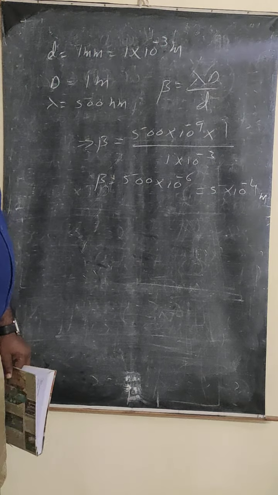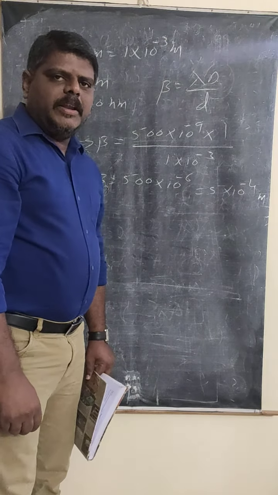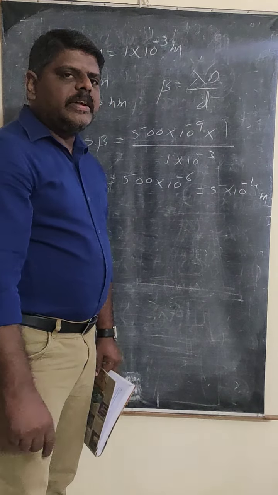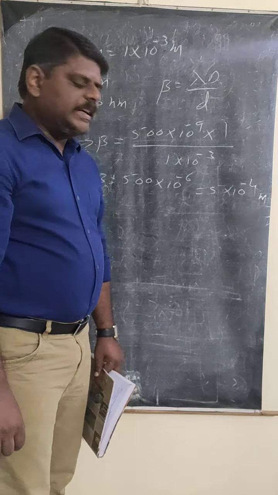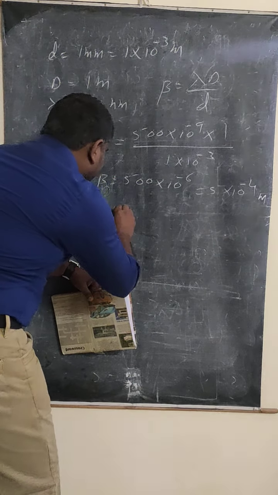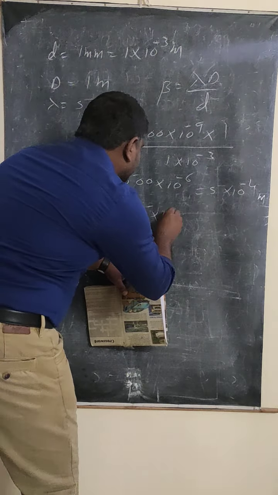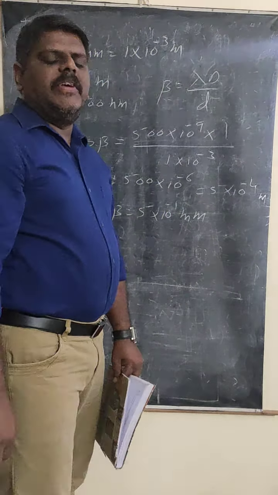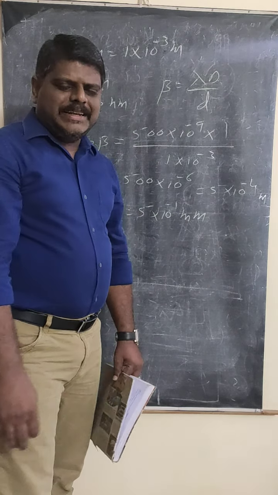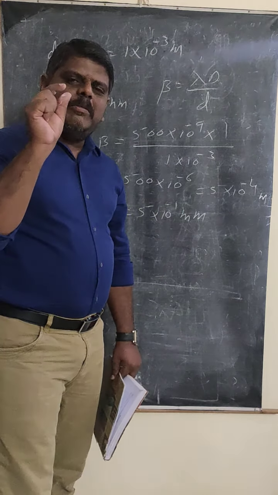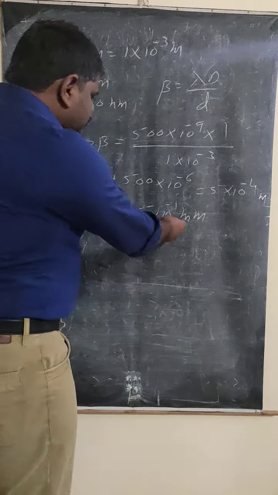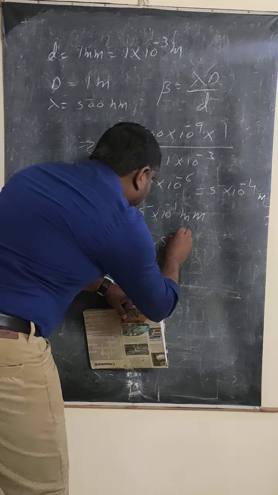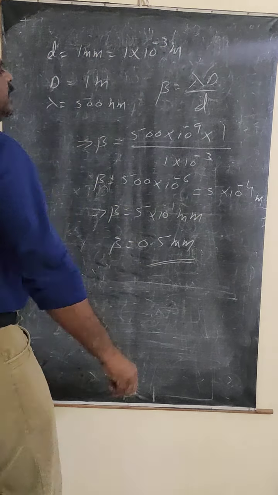If you want to convert into millimeters, what you have to do? You have to multiply by 1000. If you multiply by 1000, you get 5 into 10 to the power of minus 1. So beta is equal to 5 into 10 to the power of minus 1, and it will be in millimeters. Whenever you are finding the fringe width, you can calculate in centimeters or millimeters because the width will be very small. If you want to simplify more, it is written as beta is equal to 0.5 millimeters. This is the answer.